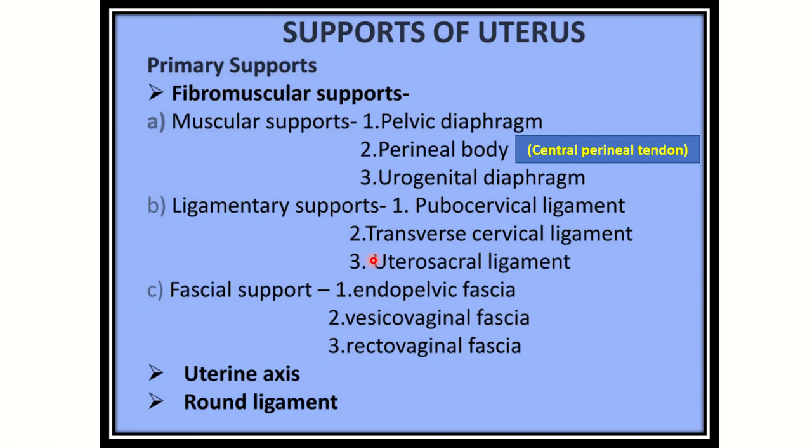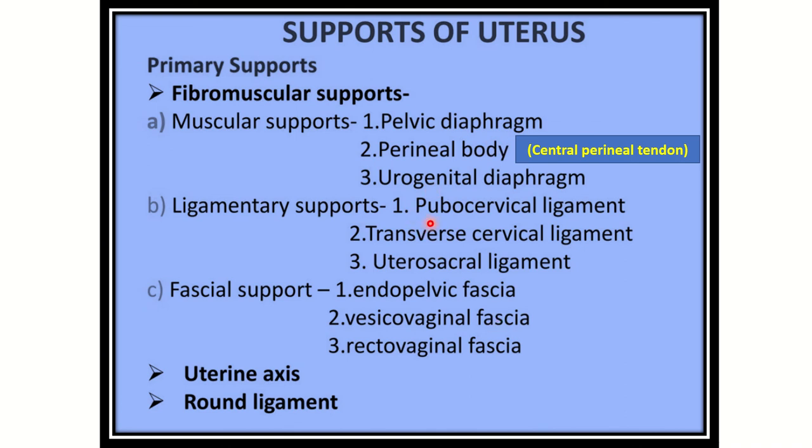So here we can see a table. This is the support of the uterus, the primary supports, and here we can see the fibromuscular support: pelvic diaphragm, perineal body, and urogenital diaphragm. The perineal body is also known as the central perineal tendon, and it is the most important support for the uterus.